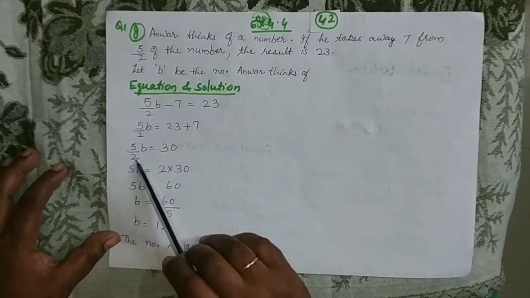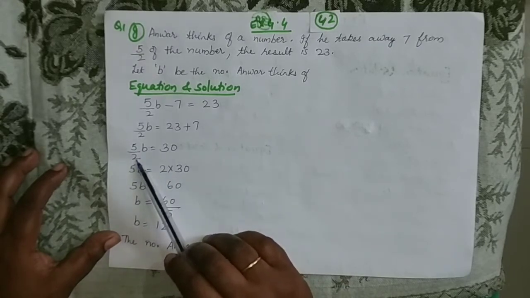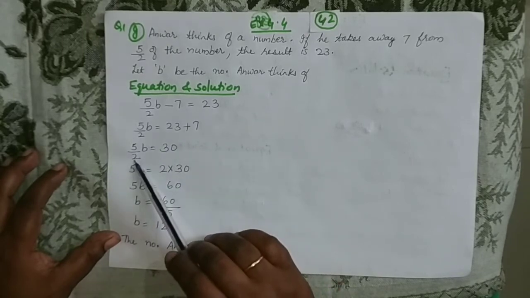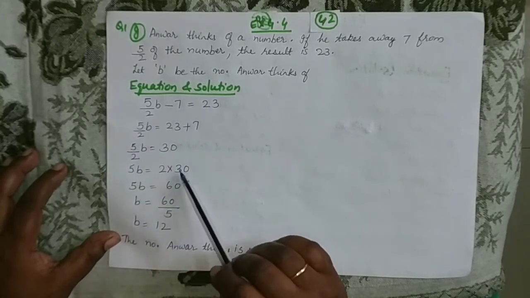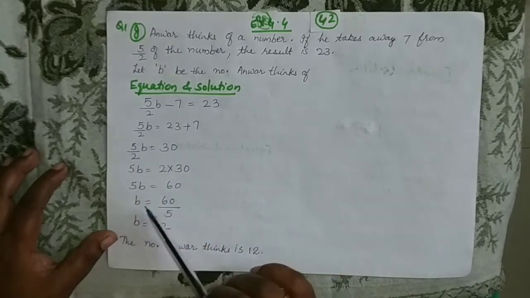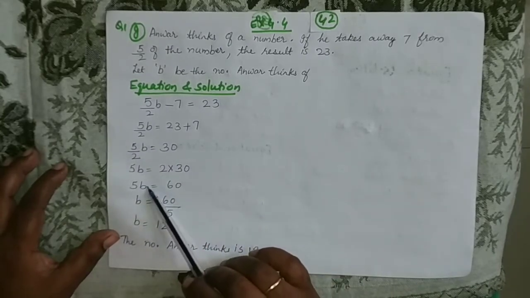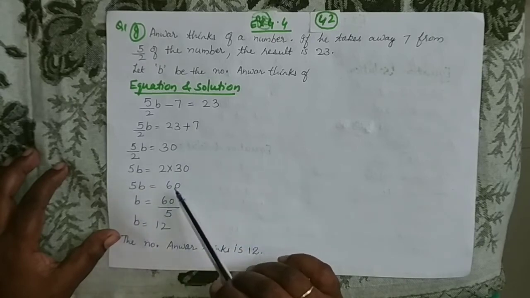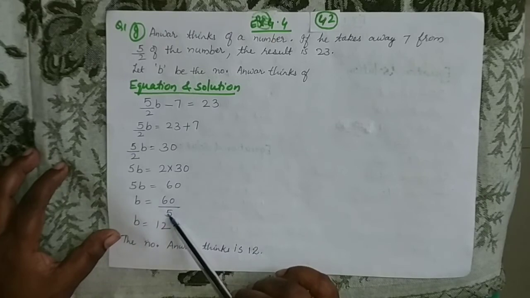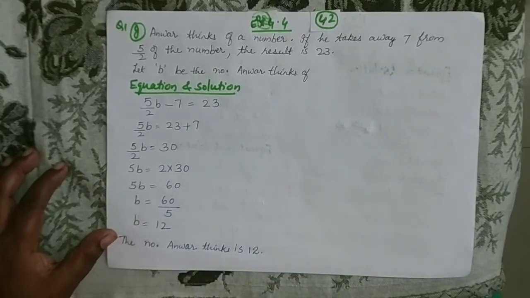Now you can see we have divided 5B by 2. So here 2 we are shifting from LHS to RHS. Here it is division. So when it goes to RHS it will multiply. So 5B is what? 30 into 2, 60. So here 5 is multiplied by B. We are shifting 5 from LHS to RHS. When it goes to RHS it will divide. So B's value is 60 by 5. 60 by 5 is what? 12. So B is 12. That means the number Anwar thinks of is 12.